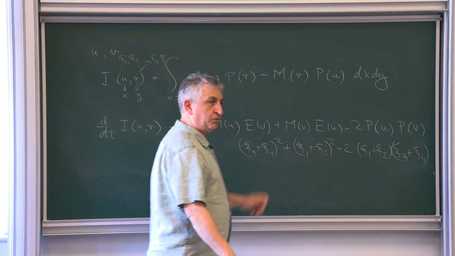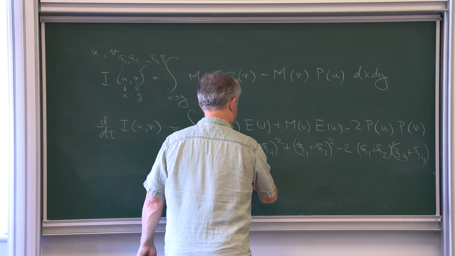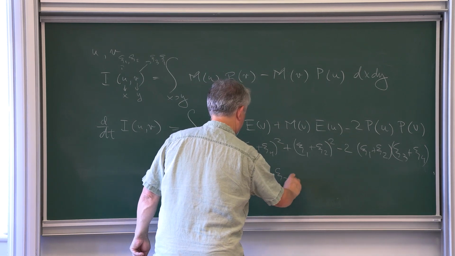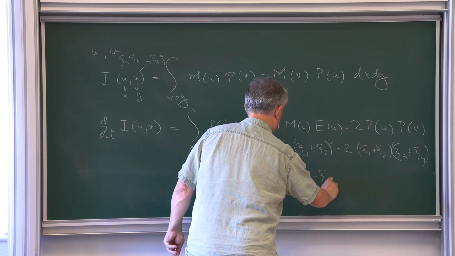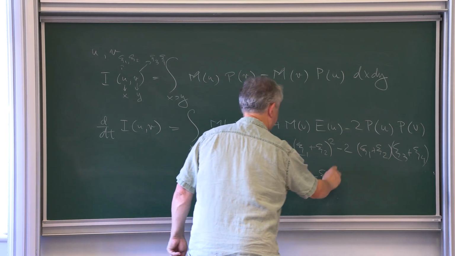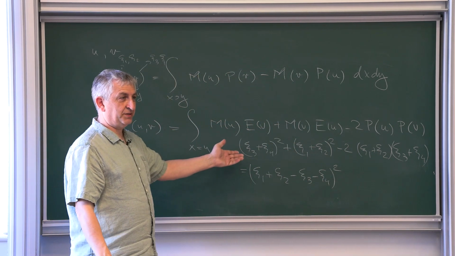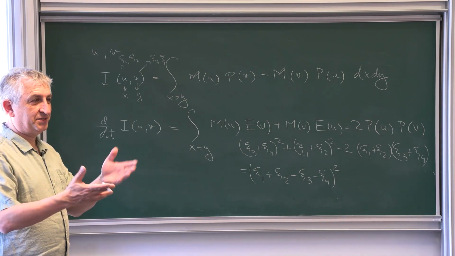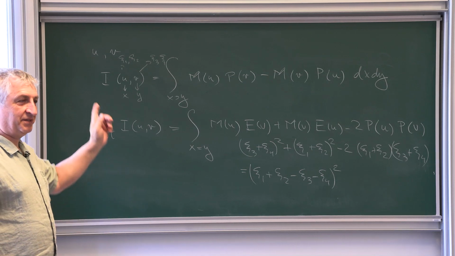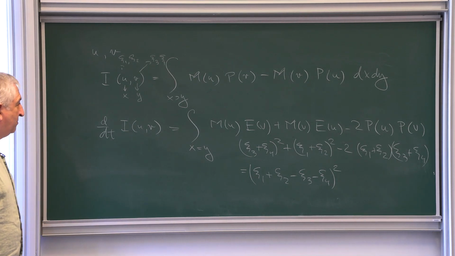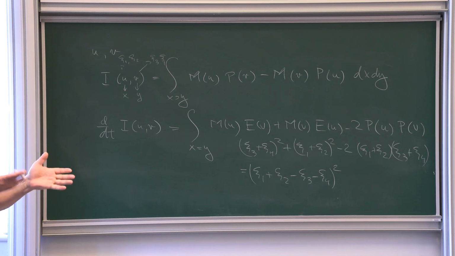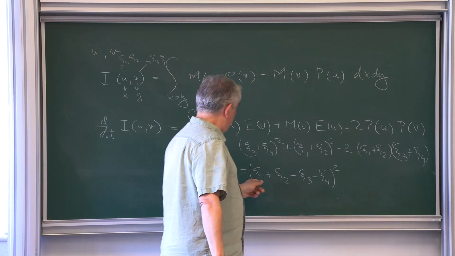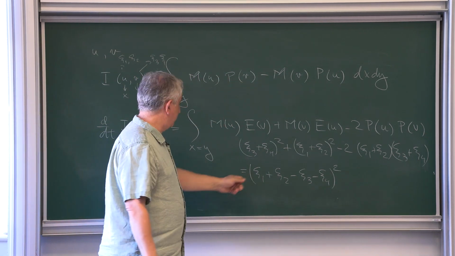You may make a perfect square in here. So this is (xi1 plus xi2 minus xi3 minus xi4) squared. It's positive, it's good. If you know Garding's inequality, a positive symbol corresponds to a positive form, but this is not a linear operator. This is a quadrilinear form, so a positive symbol is not necessarily associated with a positive form. So what do we do in here?